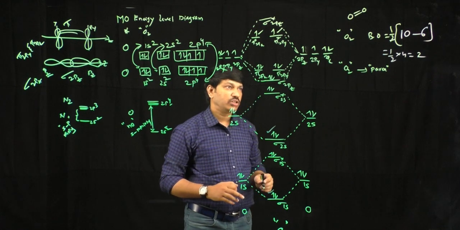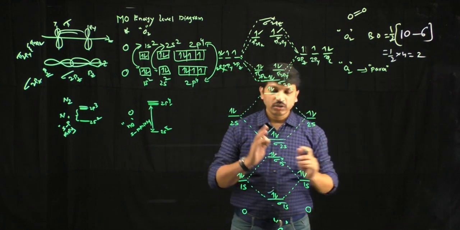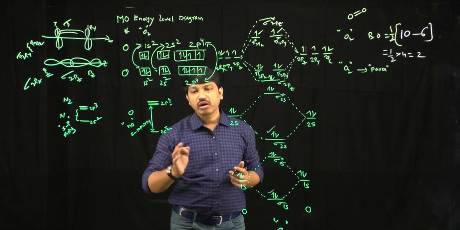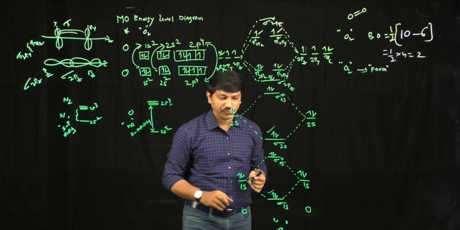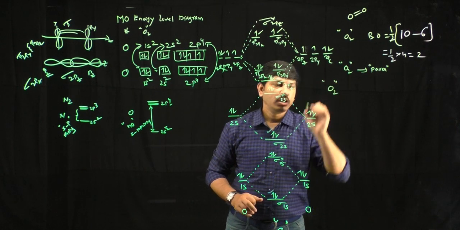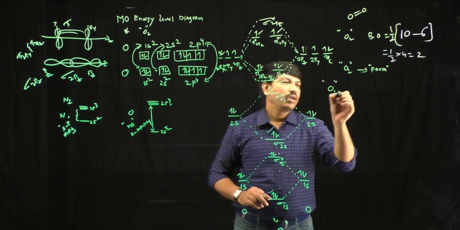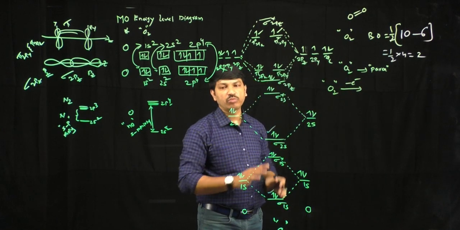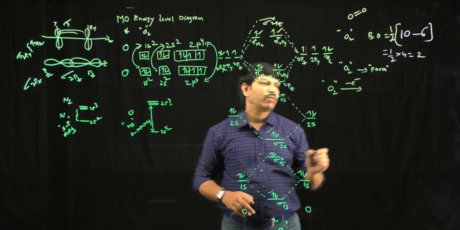But in the examination, in addition to this one, they usually ask about various bond order values of O2 species. O2 here means one of the O2 molecule. So from this O2 molecule, if we remove one electron, what will happen?